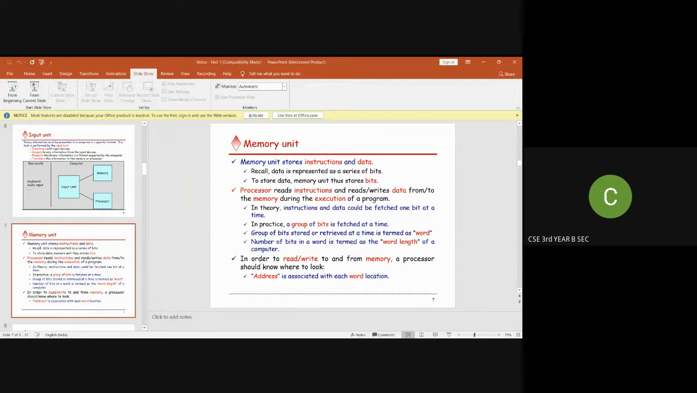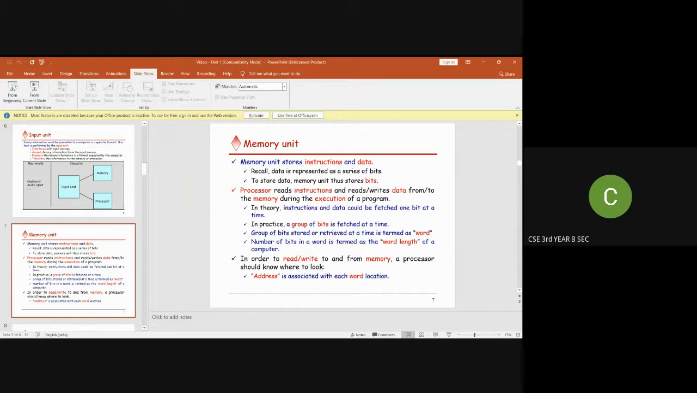The processor reads the instructions and reads data from the memory or writes data to the memory during the execution of a program. So while performing any process or any operation, the processor reads the instruction. Based on the instruction, it will read the data from the memory or write the data to the memory.